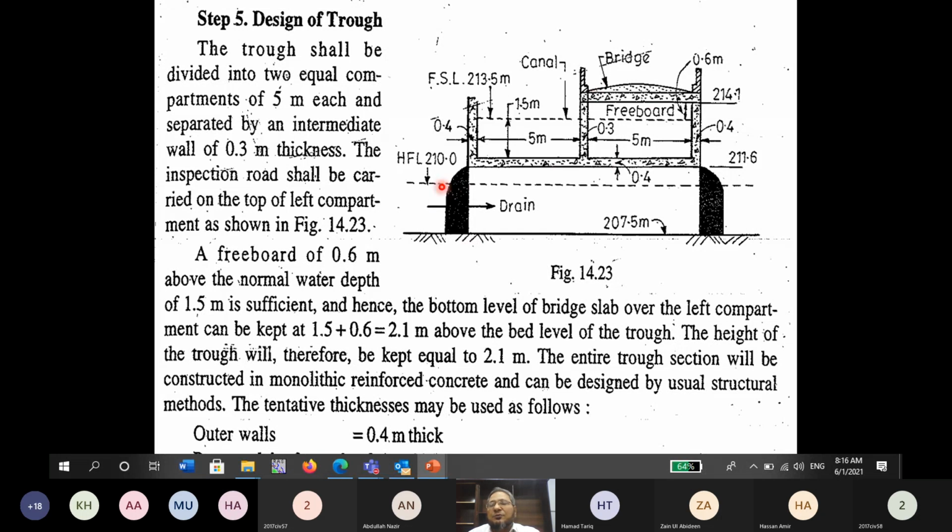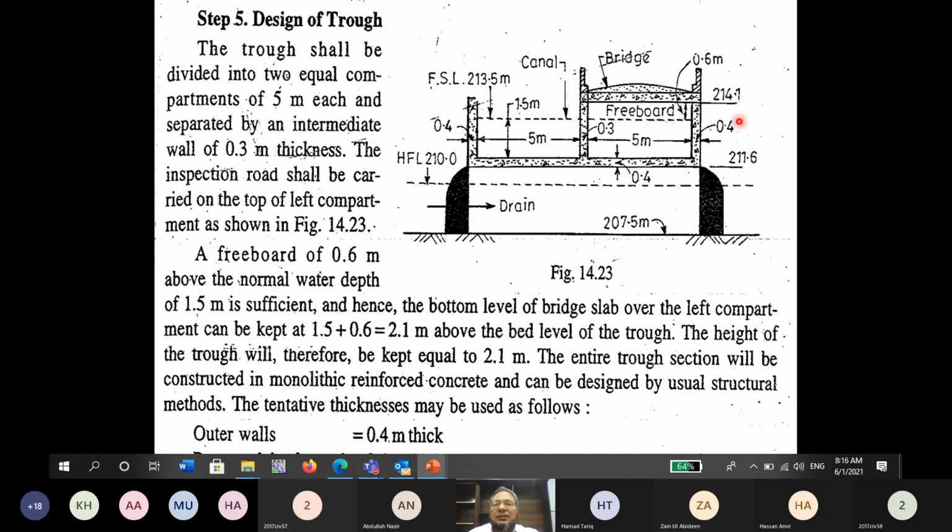And you know, you also have to mention various levels. So this level is 210 meter, which is the high flood level, which is given. And then this is 211.6 meter, because this level is given. This is, I think, 212 meter, and then 0.4 meter is the thickness, so this should be 211.6 meter. This is 212 meter. And similarly, you can compute the level of the soffit of the slab. It is 214.1 meter. So this all is the design.